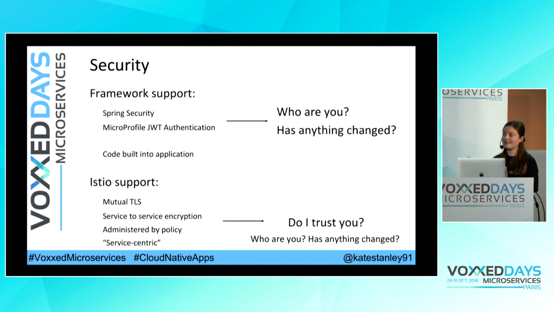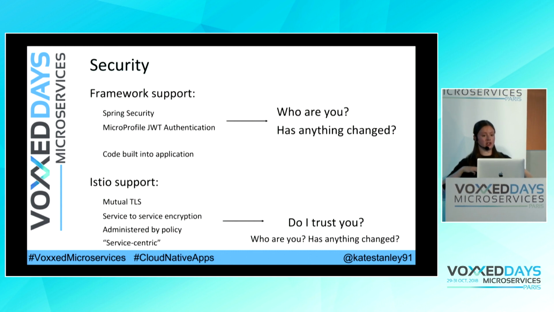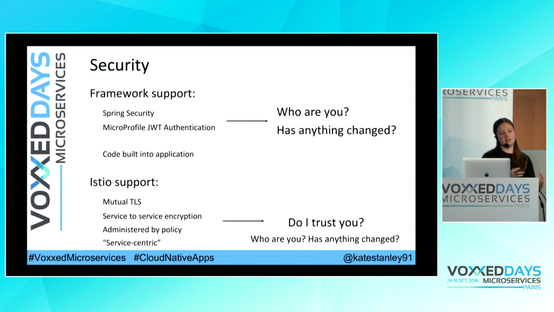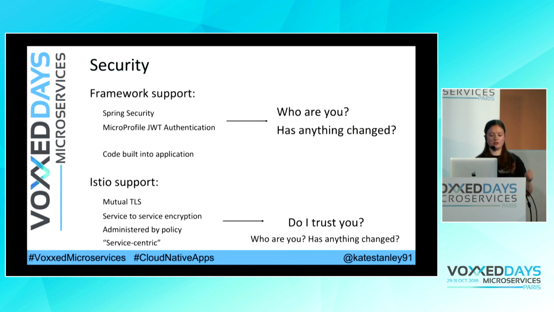So I think the best thing to do is to potentially start to look at Istio and use that as the base for general service-to-service security within your systems. But then for your individual services, have a look at what's available through MicroProfile JWT and everything, and see if there are pieces there that you want to use to augment your security story.